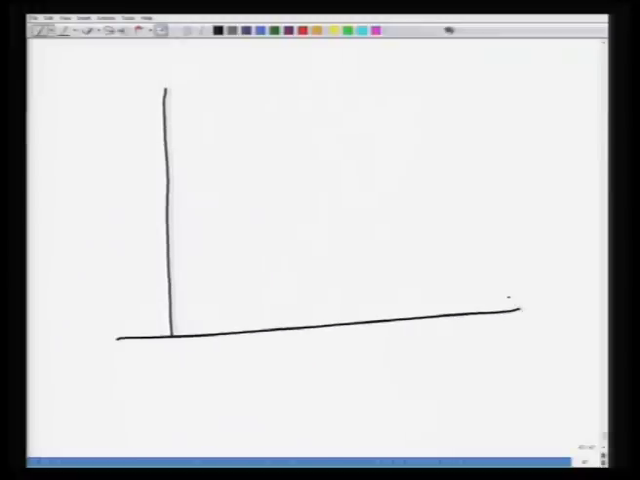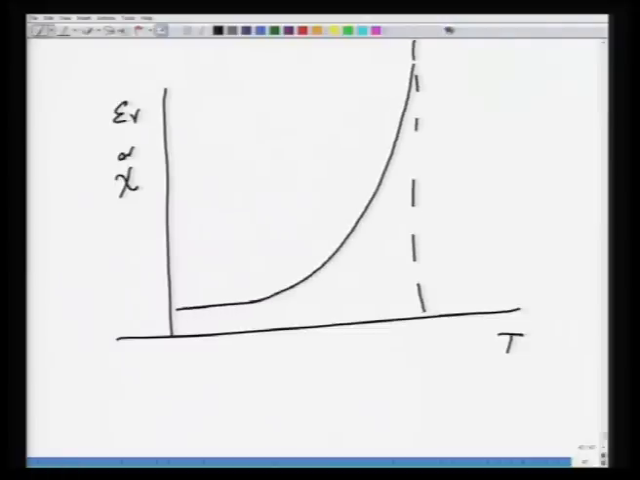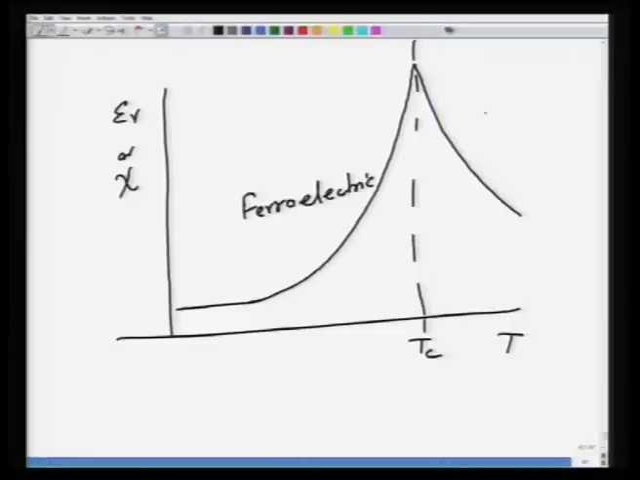Curie-Weiss law. And what it means graphically is that when you plot, let us say, dielectric constant or susceptibility as a function of temperature, then they increase slowly in the beginning, but they reach very high values at some temperature and then they start falling. So, this is your Tc. The material in this part will be in the ferroelectric state, and here it becomes paraelectric, in the paraelectric state.